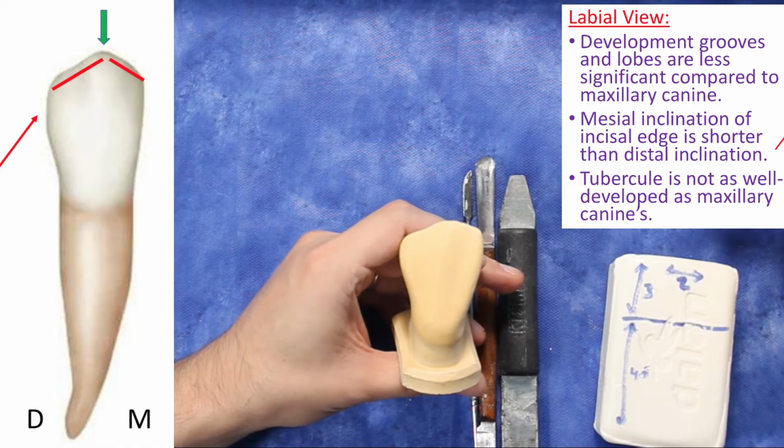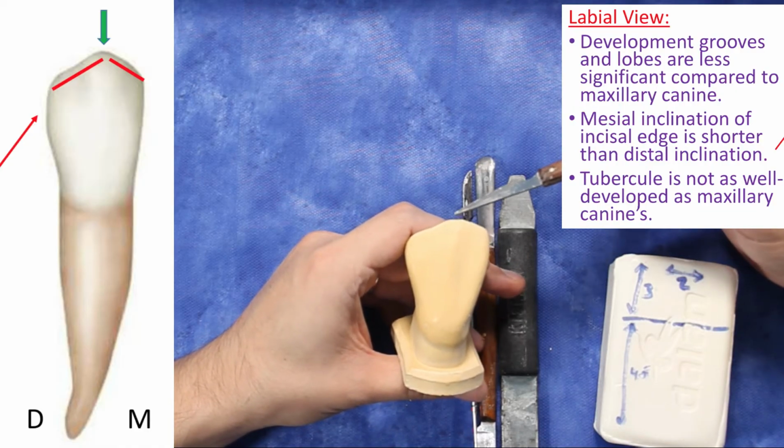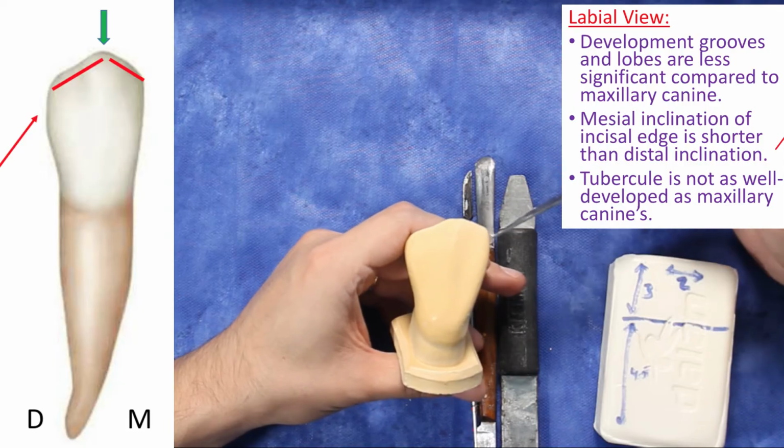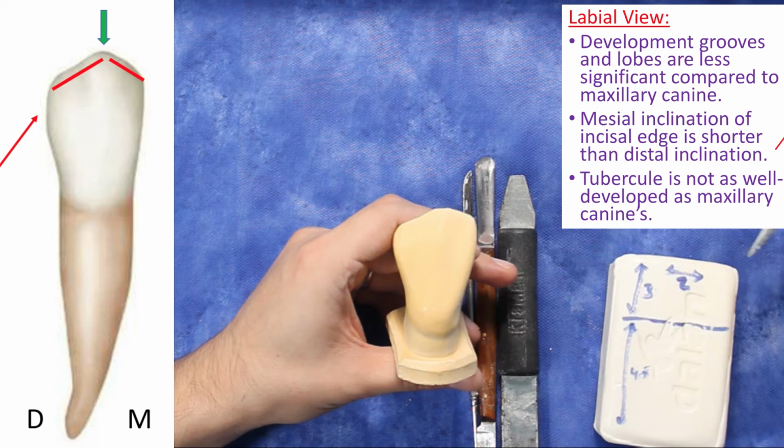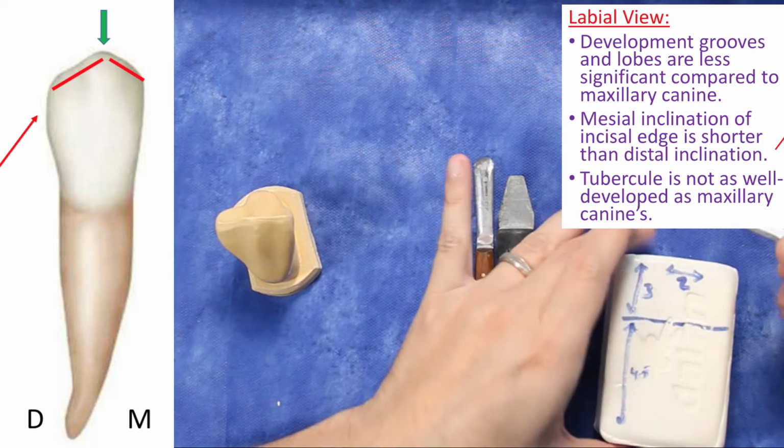When we compare the labial view to the maxillary canine, development grooves and lobes are less significant. Mesial inclination of the incisal edge is shorter than distal inclination. The tubercle is not as well developed as the maxillary canine.